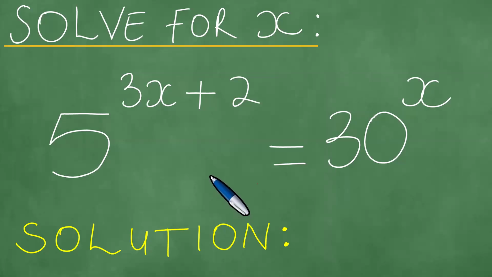Right, we actually need to solve for x here, given this exponential equation. 5 to the power 3x plus 2 is equal to 30 to the power x, and we present a solution to this problem in a step-by-step fashion as follows.